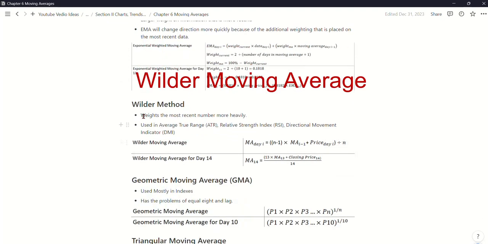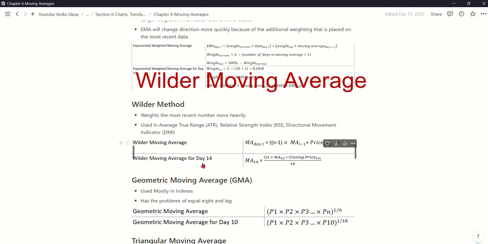The next method is the Wilder method. The Wilder method is also similar to the exponential moving average, EMA, in that it weights the most recent number more heavily. The Wilder method is specifically used in average true range, relative strength index, directional movement indicator, etc. We already discussed ATR in the past. For RSI and DMI, shortly we'll be discussing them. And again, we'll discuss the Wilder method using an example.